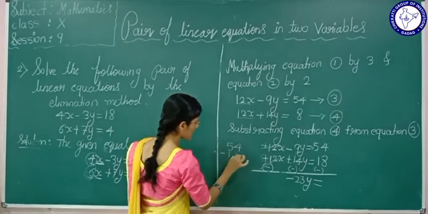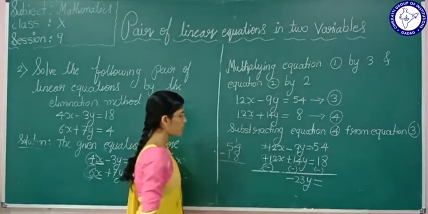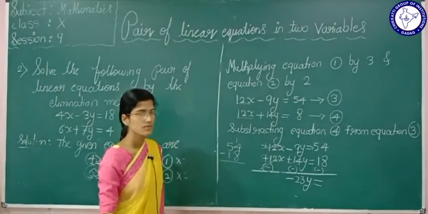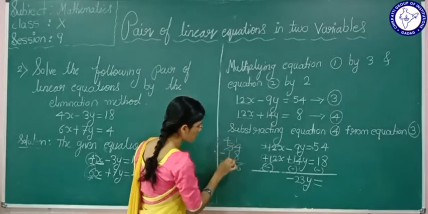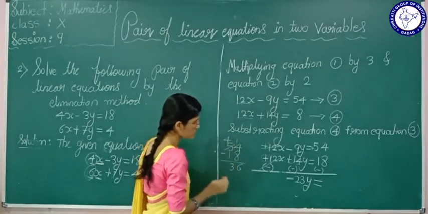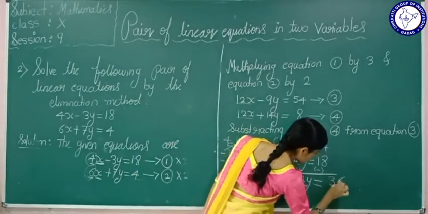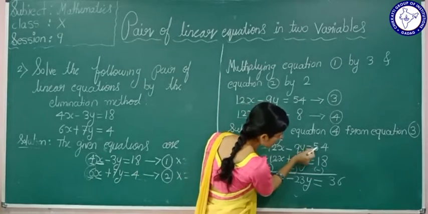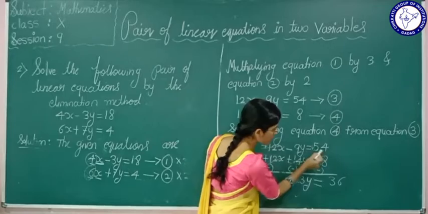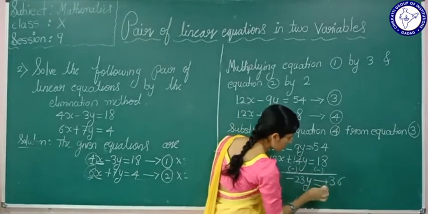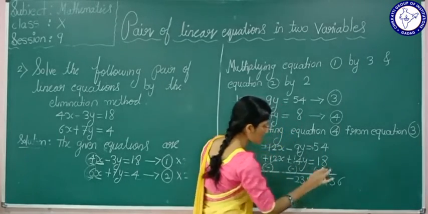54 minus 18. 14 plus 8 is 6, here it will become 4. 4 minus 1 is 3. It is 36. Here see, which is the bigger number? 54 is bigger or 18 is bigger? 54. 54 has which sign? Plus. You have done all this in primary school only.